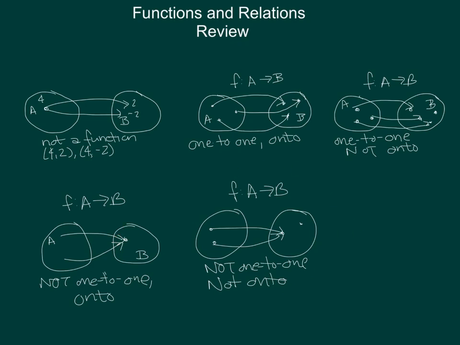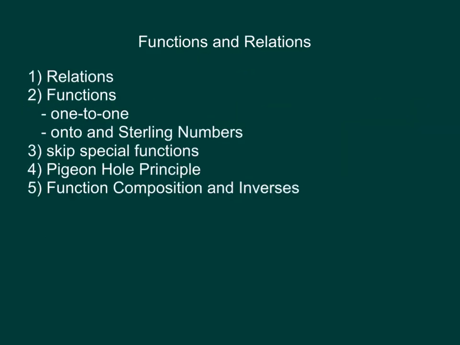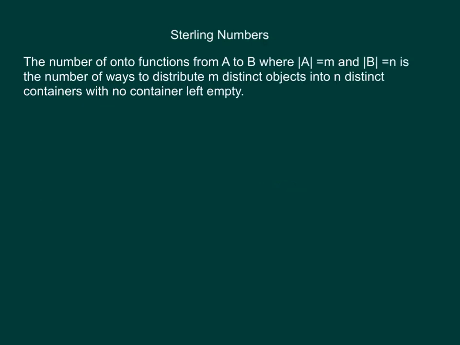Last, we have a function that is neither one-to-one or onto. So it's not one-to-one because here we have an element of B that appears twice. And it is not onto because here we have an element of B that does not appear in the relation at all. So that concludes our quick review of relations, functions, one-to-one, and onto. So we're ready to go on with Stirling numbers.